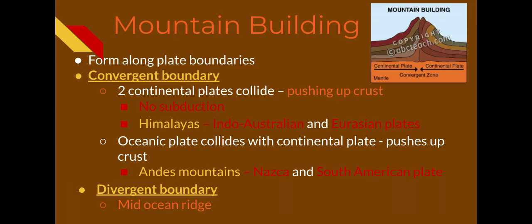Oceanic plates will collide with the continental plate, pushing up the crust. And that's another example of a convergent boundary. The example of that is the Andes Mountains. The Andes Mountains are formed from the Nazca Plate and the South American Plate colliding. Now, divergent boundaries are not going to form mountains. They're going to form ridges underneath, and that's from the magma being pushed upward.